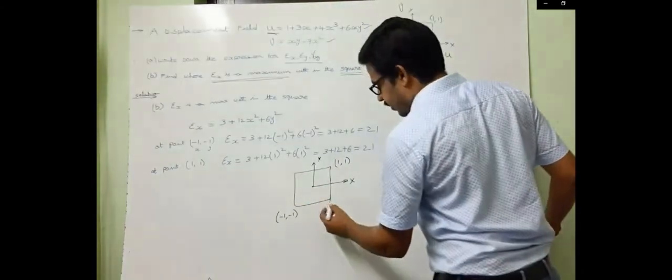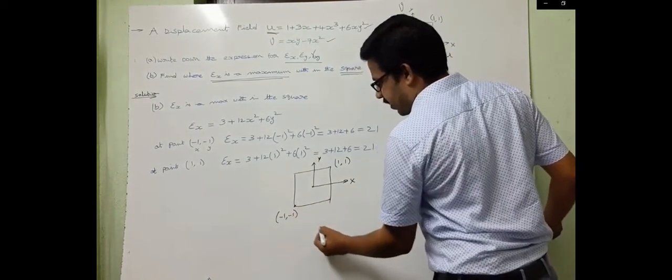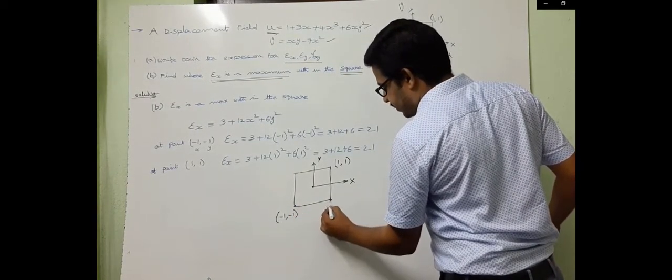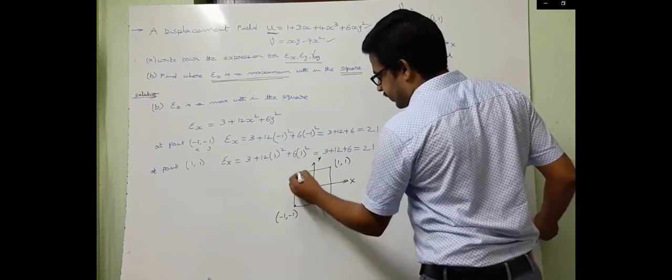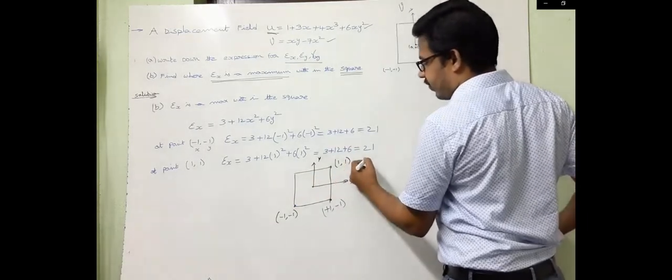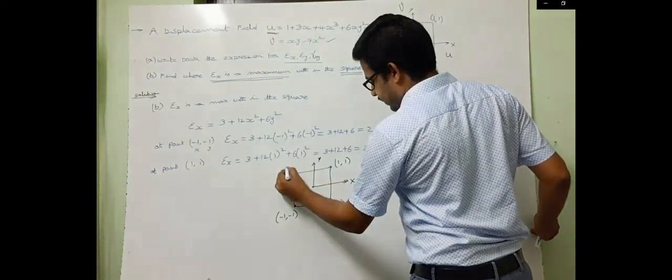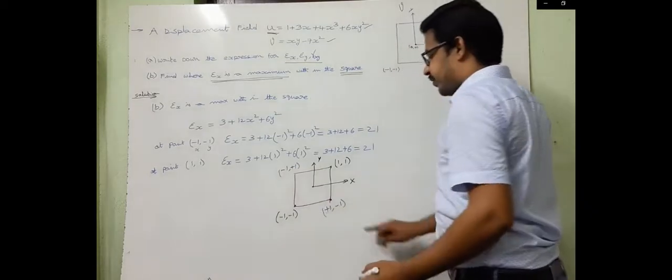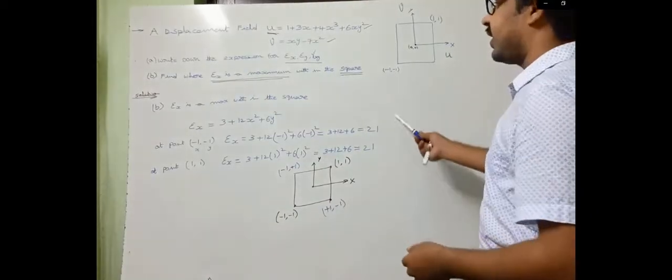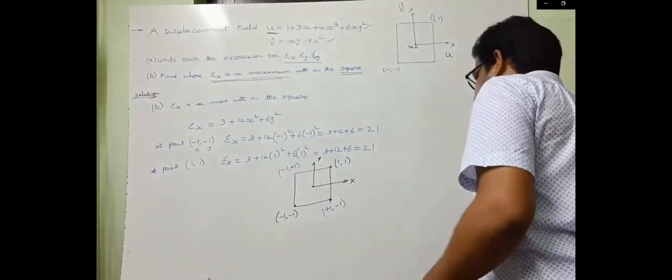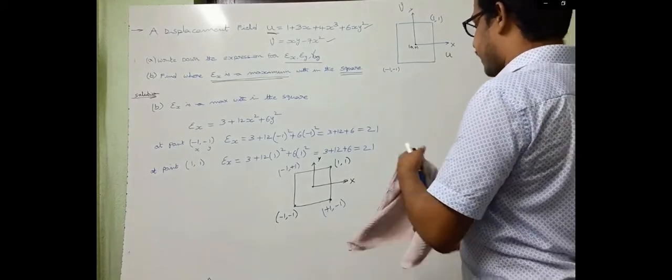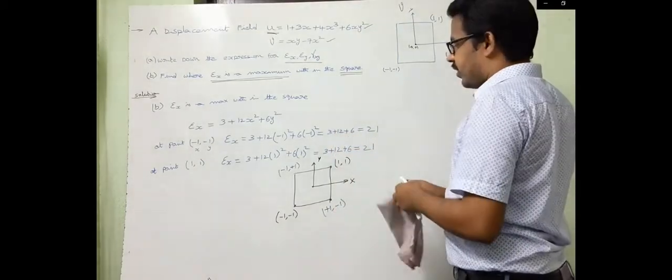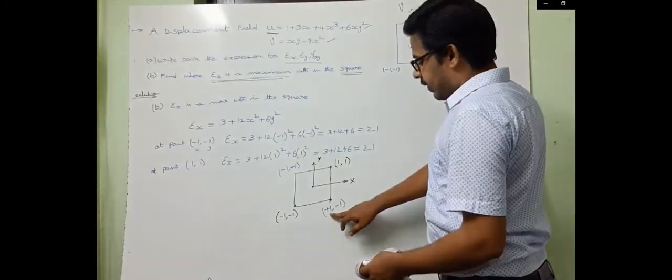This point is minus 1 comma minus 1, this point is plus 1 comma minus 1, this point is 1 comma 1, and this point is minus 1 comma plus 1. We need to check the other 2 points to see whether the epsilon x value of 21 is maximum or not. The remaining 2 points are plus 1 minus 1 and minus 1 plus 1.